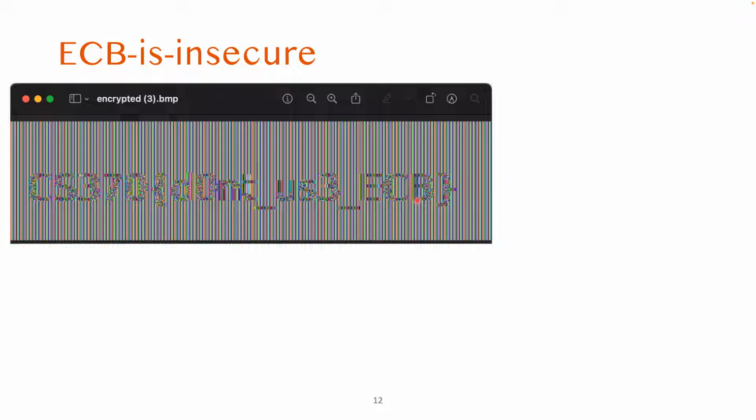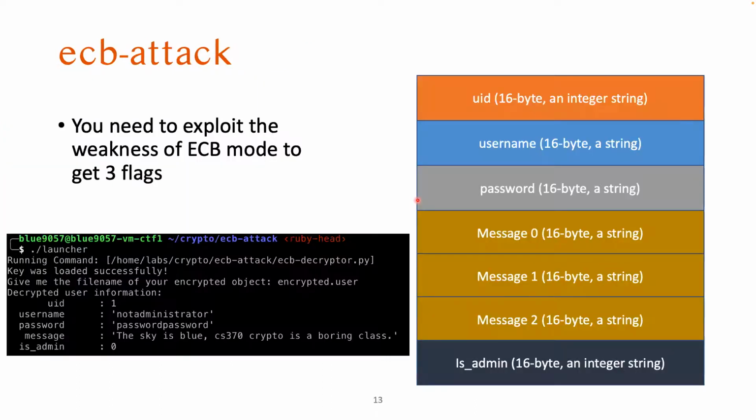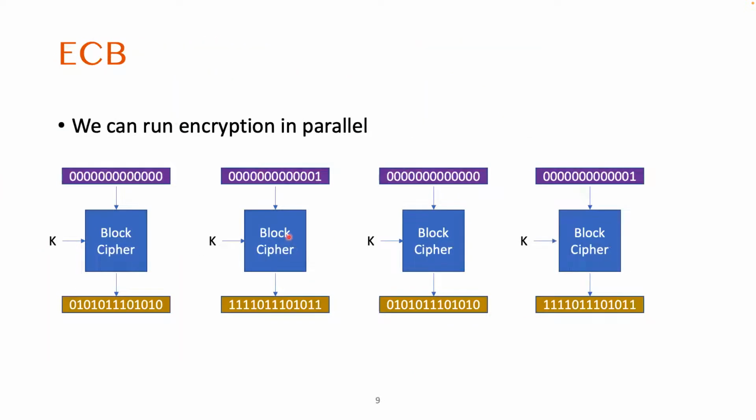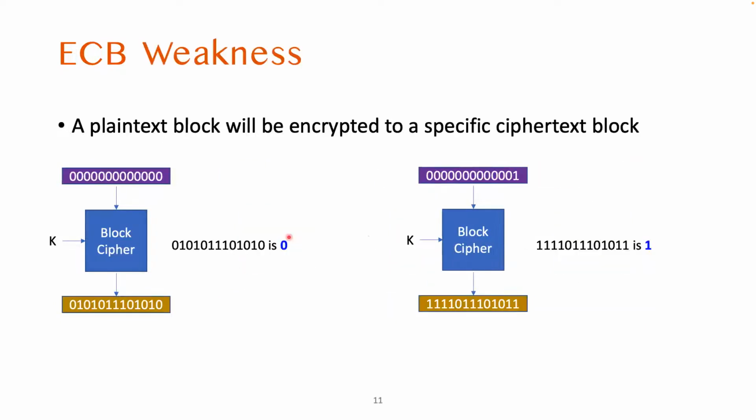To check that ECB is insecure, I prepared three challenges for you. This is actually one challenge, but you need to manipulate the data three times to get all three flags. Let me describe how each challenge works. After you understand how ECB works, which is very simple, it directly encrypts and decrypts, and that's why the ciphertext patterns are known. For the known plain text, we know what will be the 0 and what will be the 1, that kind of thing.